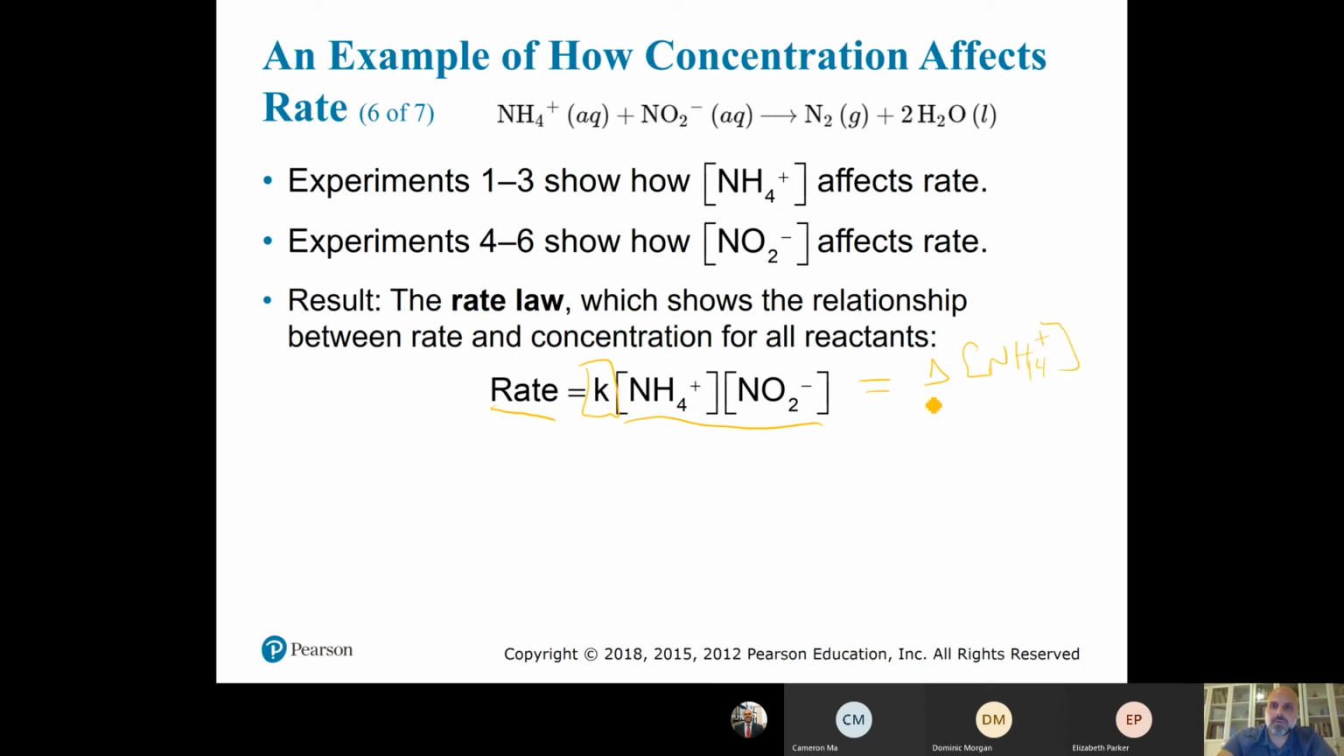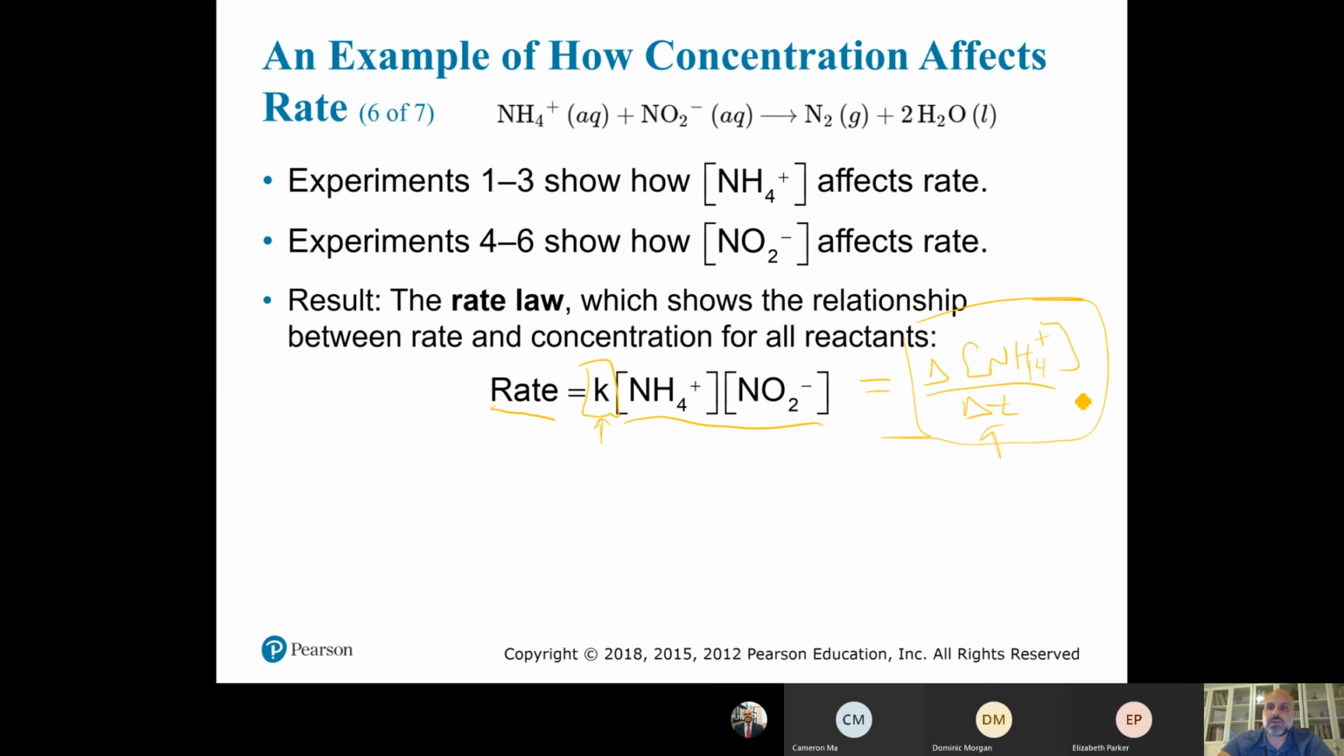Plus over the change in time. Right, so you can see how now you can relate some rate constant to an individual substance, because you know an exact amount of time that it's reacting. So this gives you the ability to measure individual reactants, right?